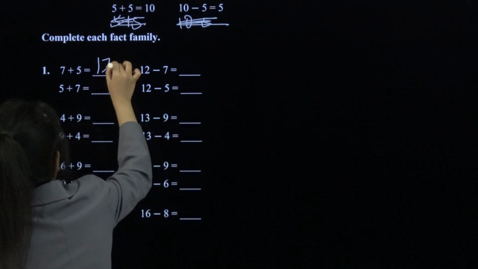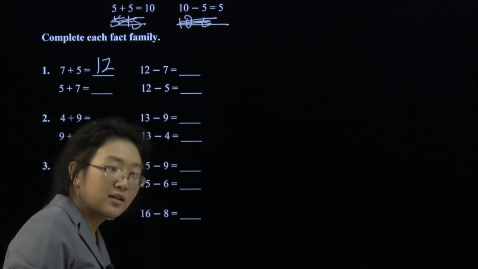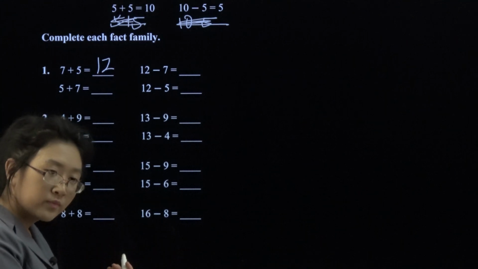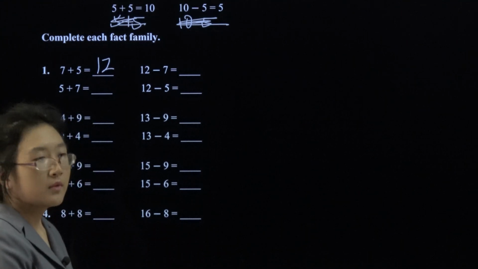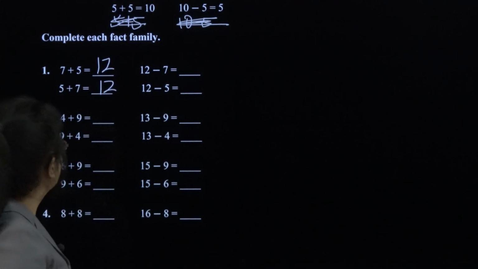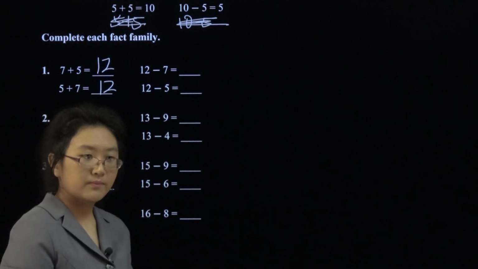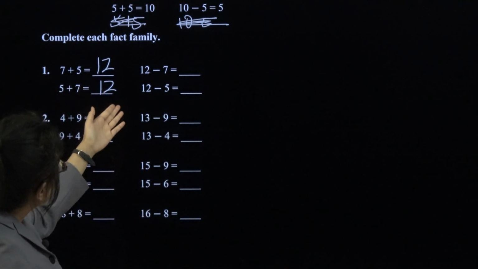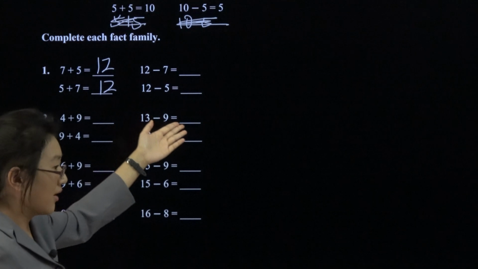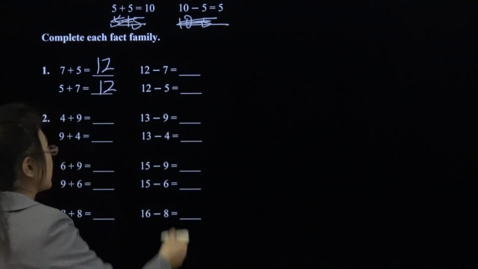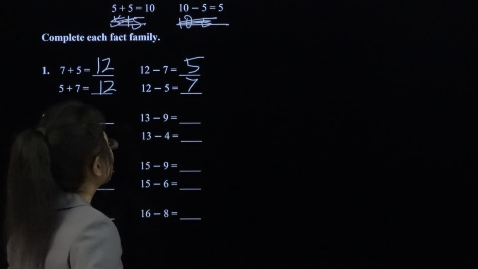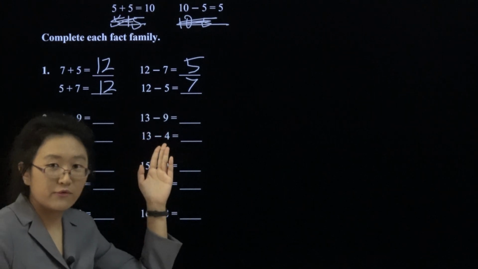So what's 5 plus 7? Well, the commutative property of addition says that even if you switch around the order of addends, things that are added, the answer won't change. So it's still 12. Alright, so 12 minus 7. Well, since we know that 12 is made up of 7 and 5, then if we take away the 7, then we'd be left with 5. And if we take away the 5, we'd be left with 7. This would be the completed fact family.